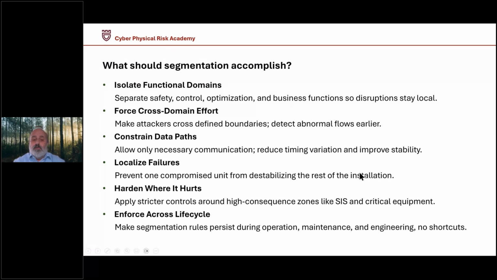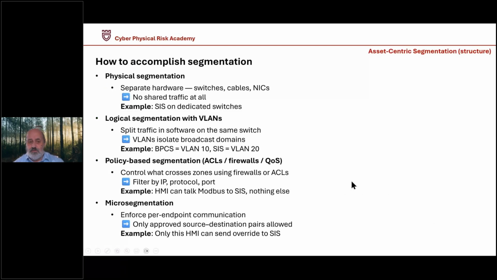How can we accomplish segmentation? Well, the easiest way is physical segmentation. We do that with separate hardware, separate switches, separate routers, separate equipment, cables, network interfaces. So in those cases, we do not have any shared traffic.